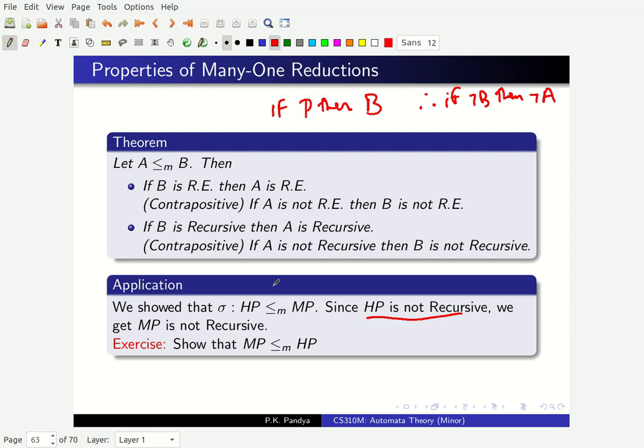But here, using this theorem, we get the same fact. Okay. So this is how we do many to one reductions, and the exercise is that you show that membership problem MP is also many to one reducible to HP. Okay, so you can show this, and since we know HP is recursively enumerable, this will show that MP is also recursively enumerable. Okay, so we have this kind of properties that we have derived.